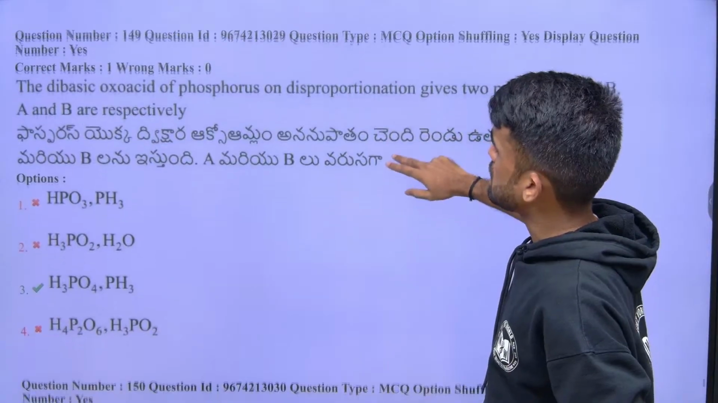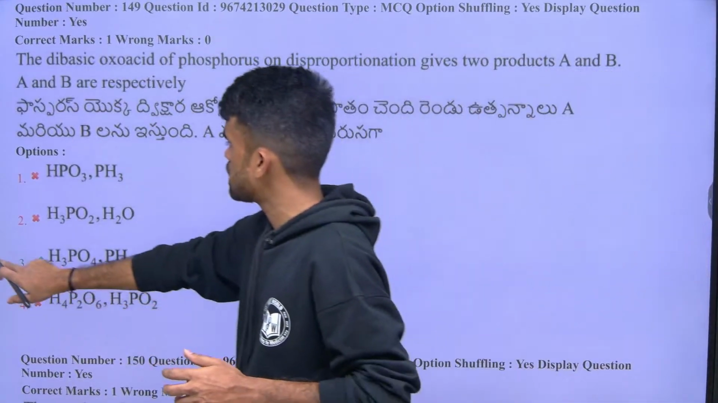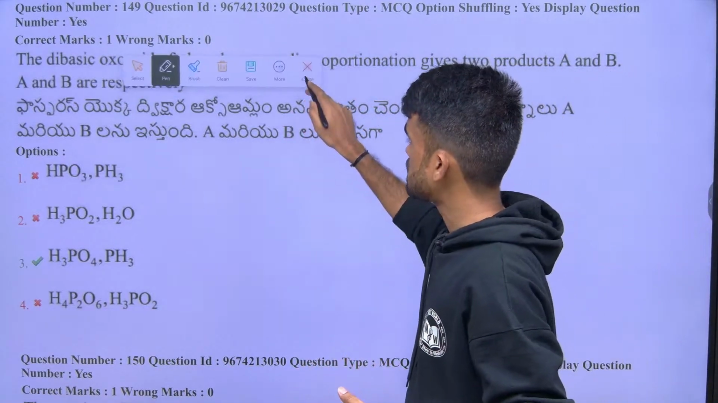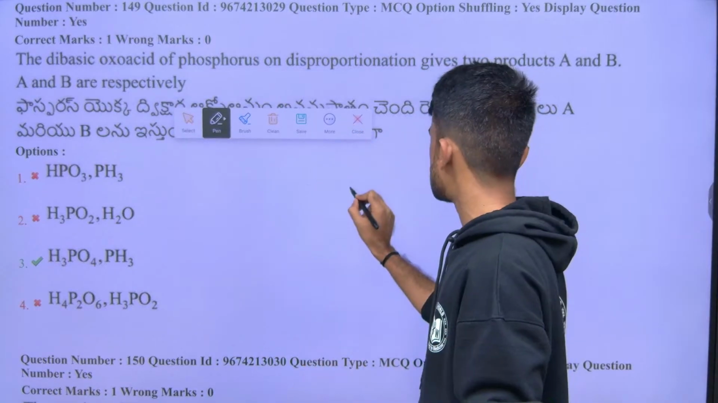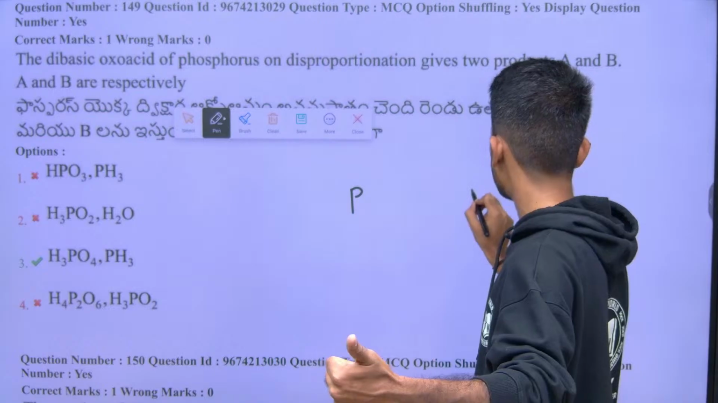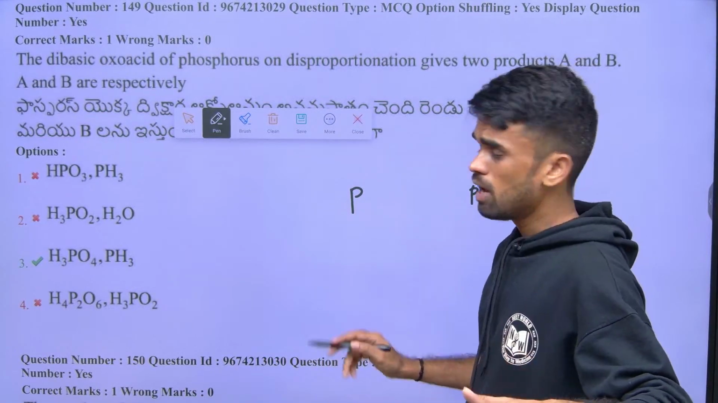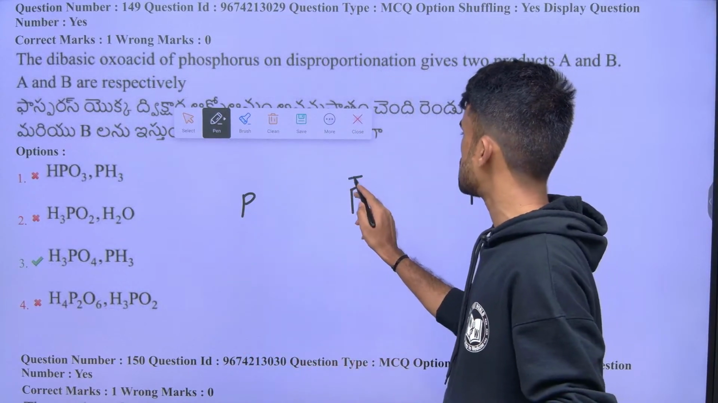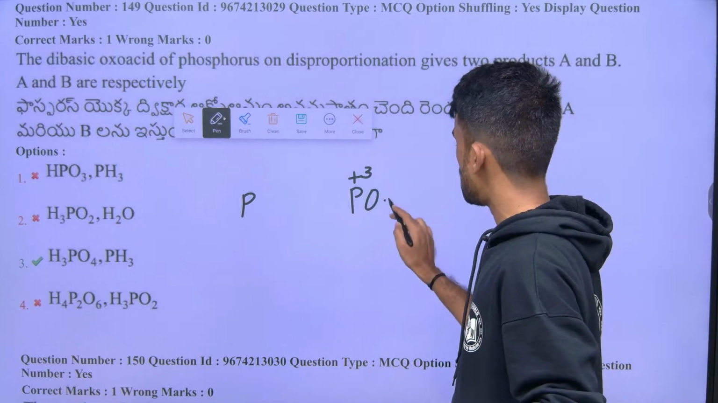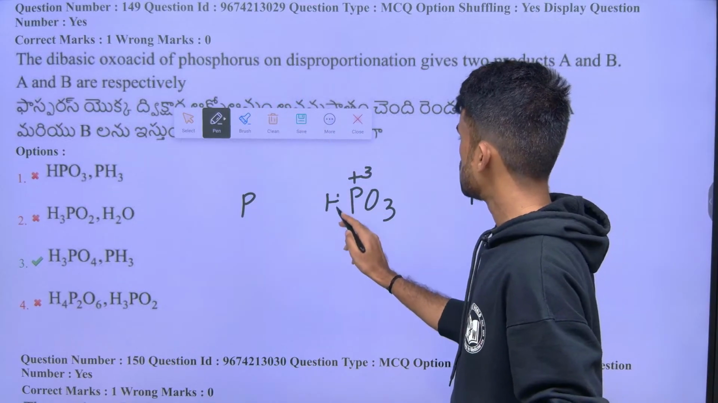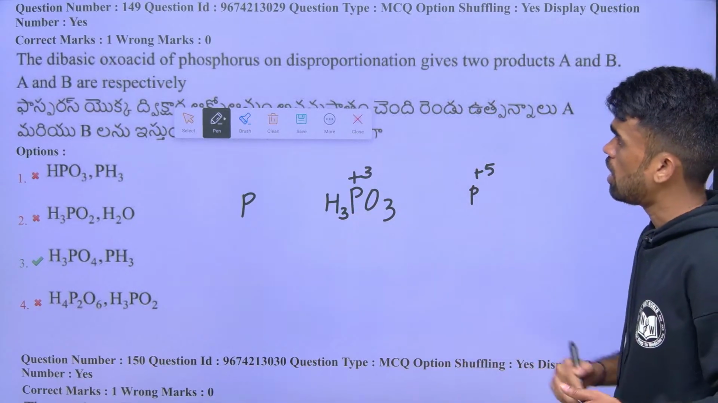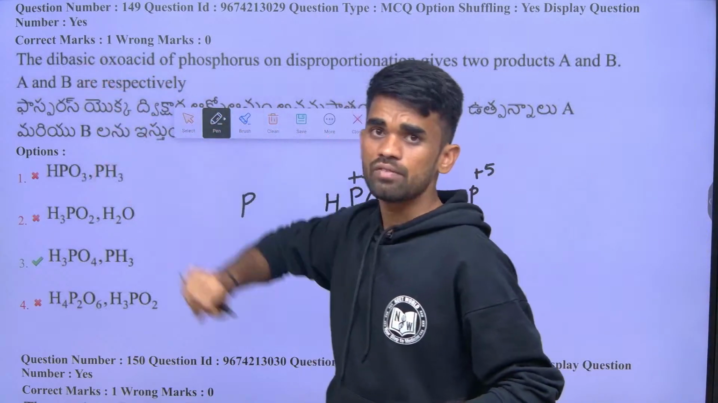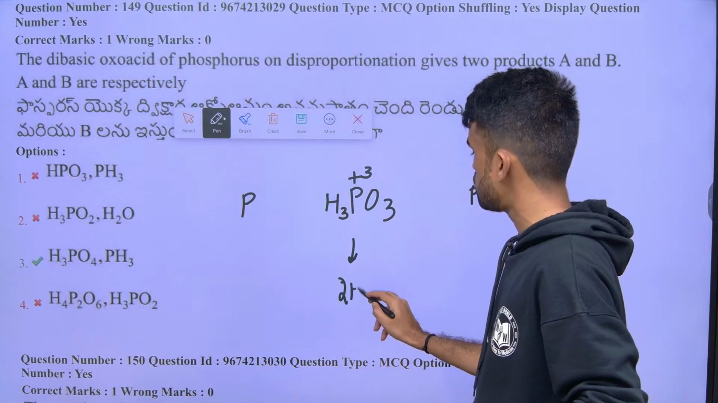Okay, next, the dibasic oxoacid of phosphorus. We can expect a dibasic oxoacid which undergoes disproportionation. It means the phosphorus acid should contain an intermediate oxidation state. Phosphorus can show a maximum of +5, and it can go to the remaining lower values. So it has an intermediate oxidation state, let us say +3. Taking the oxoacids of phosphorus, the best example for dibasic is orthophosphorus acid, an oxoacid which is dibasic. It means it releases 2 H+ ions.